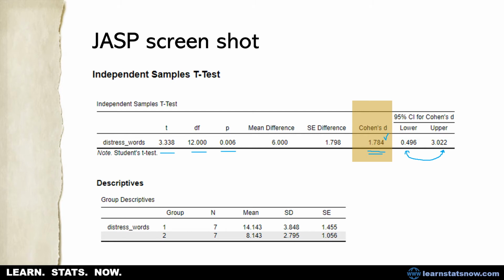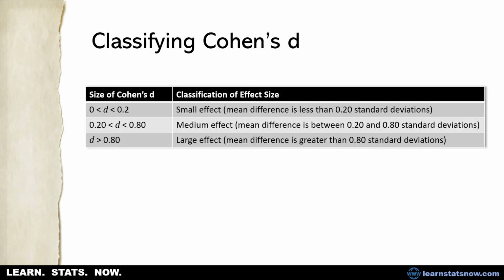We just happen to observe in the sample a Cohen's d of 1.784. Okay, and that's pretty much it for the output. Everything is there, and the JASP output corresponded to what we did by hand, which is always a good lesson to note: if you ever want to check your work, go in and run it in JASP and see what comes up. Now, you might want to say, well, how do we classify these effect sizes?